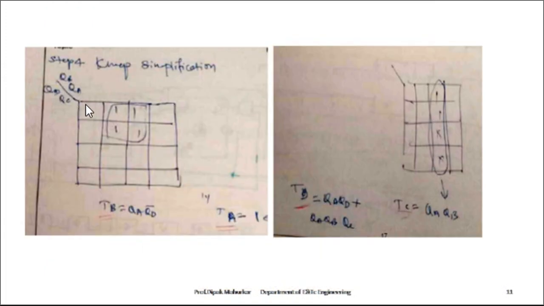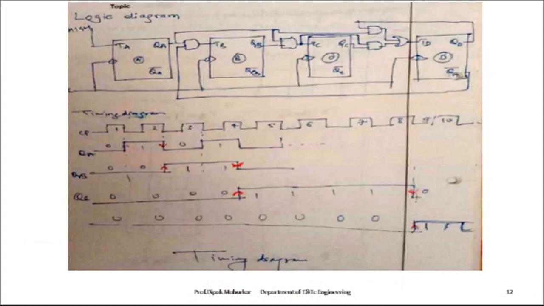Here are QA, QB, QC, QD. You have to draw the total K map properly, and thereafter find TB, which is equal to QA into QD bar. Similarly, we can prepare TC. TC is nothing but QA into QB, and TD is equal to QA QD plus QA QB QC. Then our last step is to draw your logic diagram.